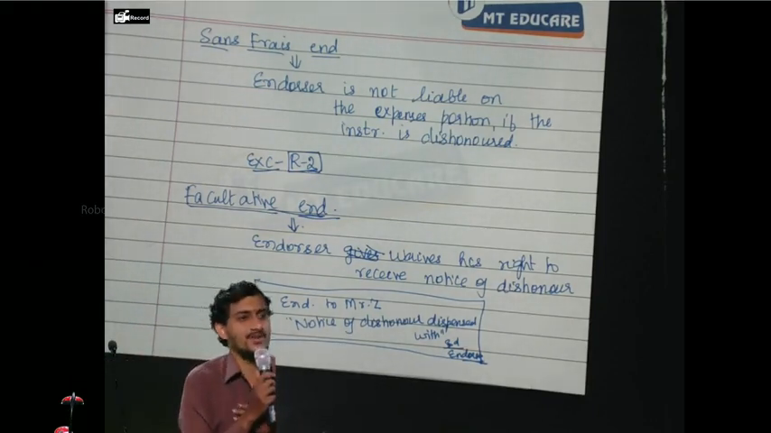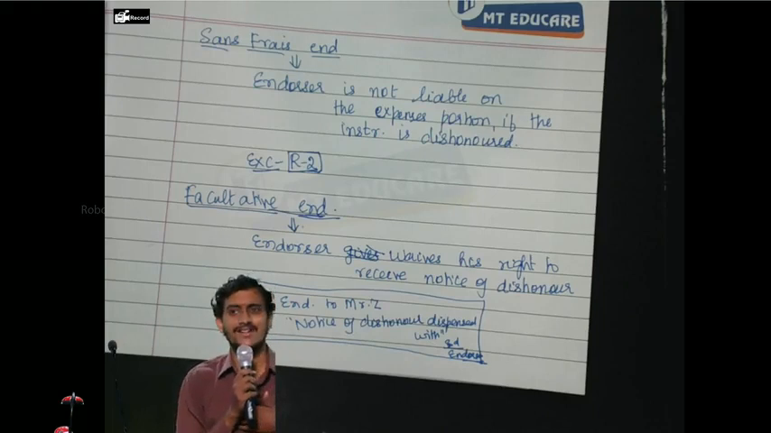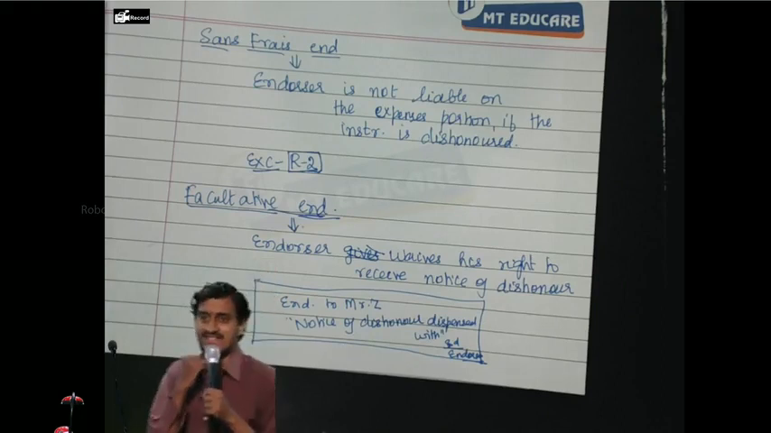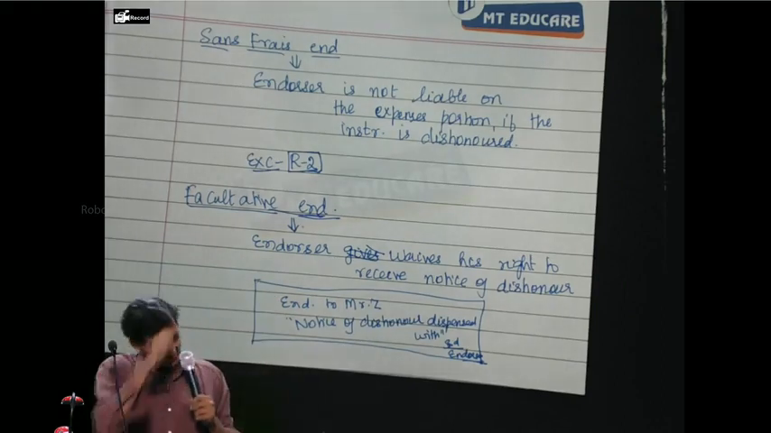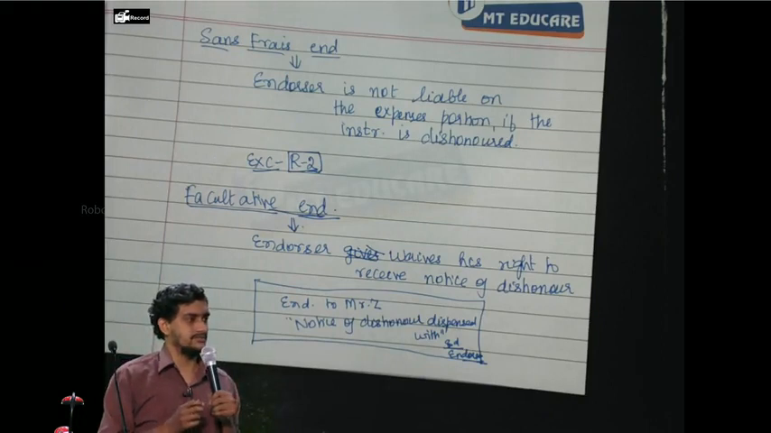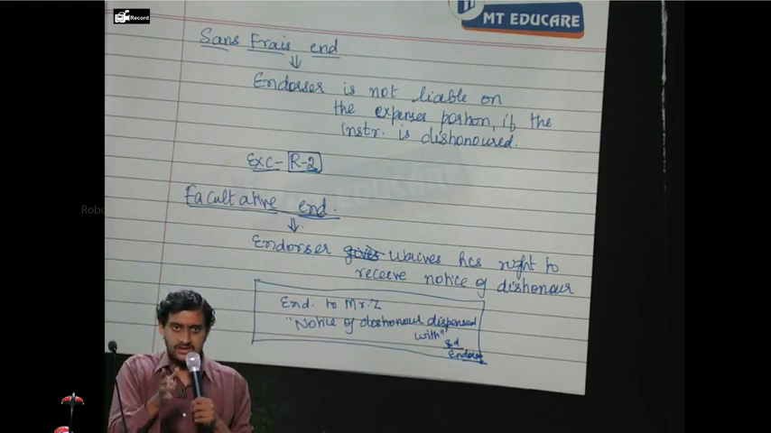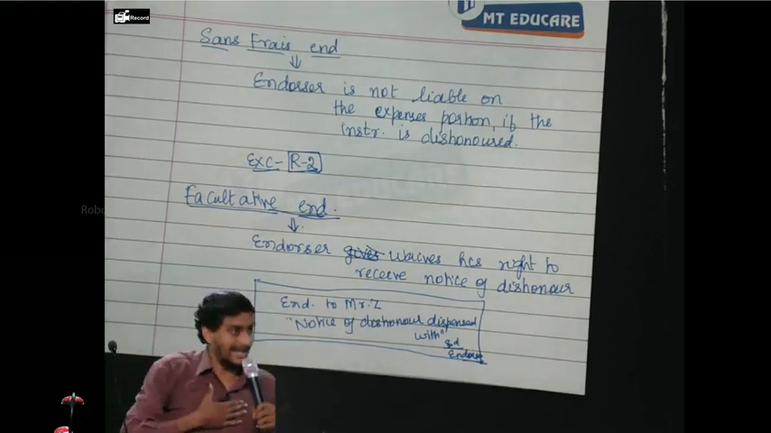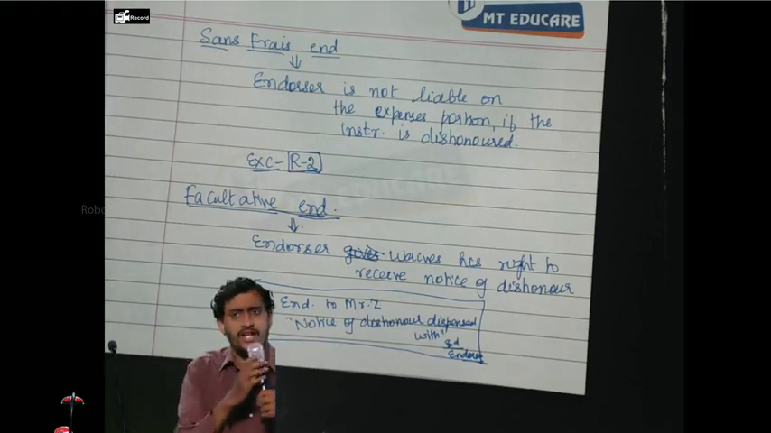But now my question to you is, when will I make a facultative endorsement? When I have confidence in the instrument, or when I don't have confidence? When I have confidence in the instrument, I will say, this instrument will get honored. Whether you give notice or you don't give notice, I accept my liability. You need not even give me a notice. I am that confident that the instrument will get honored.